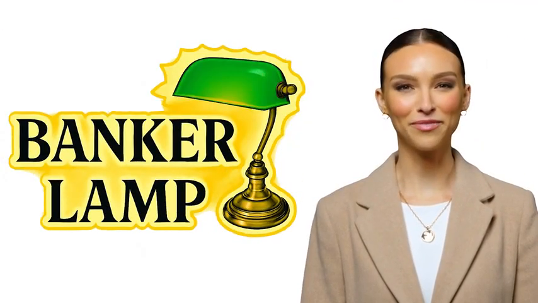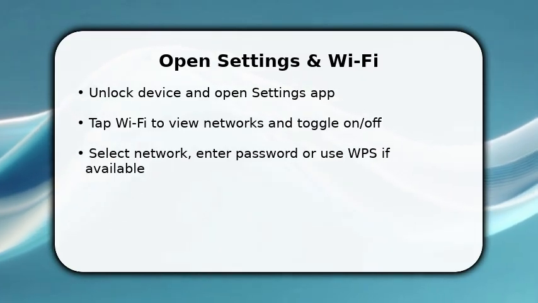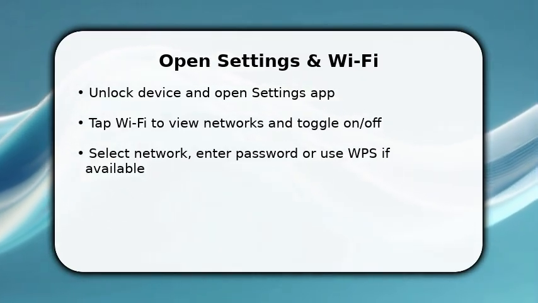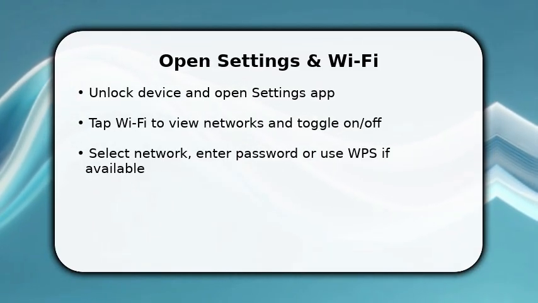Please enjoy the video. You start by unlocking the phone and opening settings. Tap Wi-Fi to begin changing network preferences. You need to turn Wi-Fi on if it is off, then scan and select the network you want.